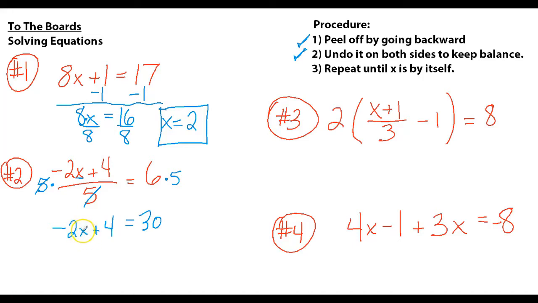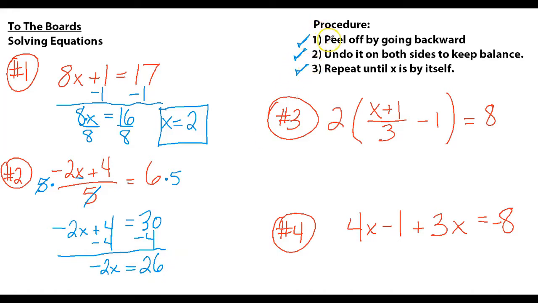So we're still trying to get x by itself. We now need to find the next part that we need to peel off. We're going to peel off this plus 4. So we're going to do the opposite operation to both sides. The opposite of plus 4 is minus 4. So we'll minus 4 from both sides. Notice that the plus 4 and minus 4 cancel out, and we're just left with negative 2x equals 26.